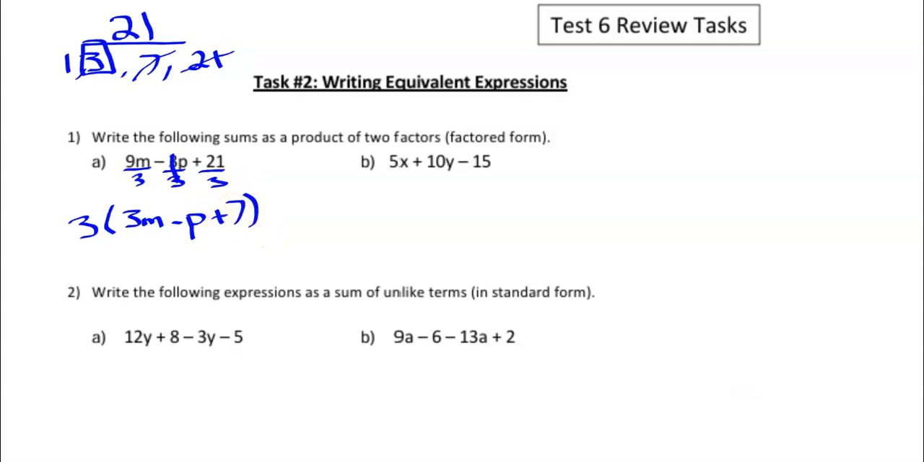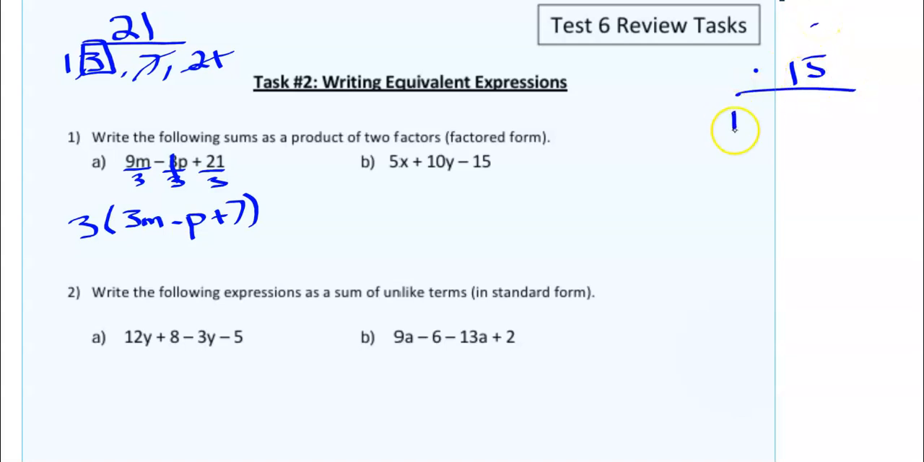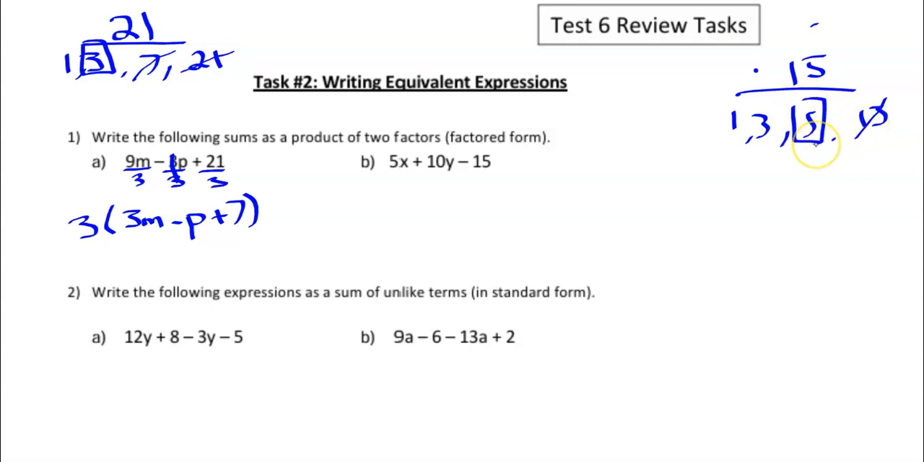Now on to letter B with 5x plus 10y minus 15. If I look at that number 15 and I think about the factors of the number 15, we have the numbers 1 and 15, 3 and 5. I believe that's it. So 15 is not a number that divides evenly into all three of these numbers, but 5 is. That will be our GCF.